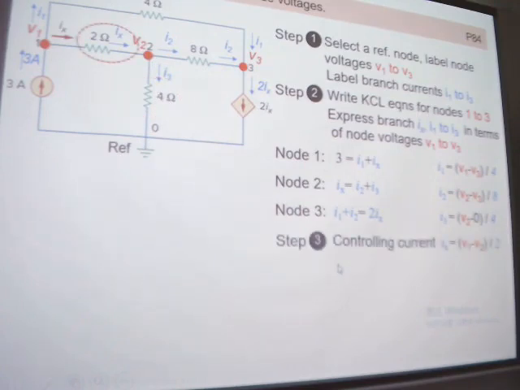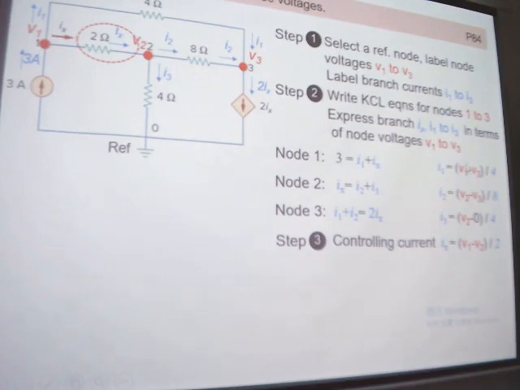Okay, then the third step, we need to calculate the controlling current Ix. The controlling Ix, where is it? We found it is here. Okay, so it is easy to find. The Ix times 2 is equal to the voltage difference between node 1 and node 2, right? So it's V1 minus V2 over 2.